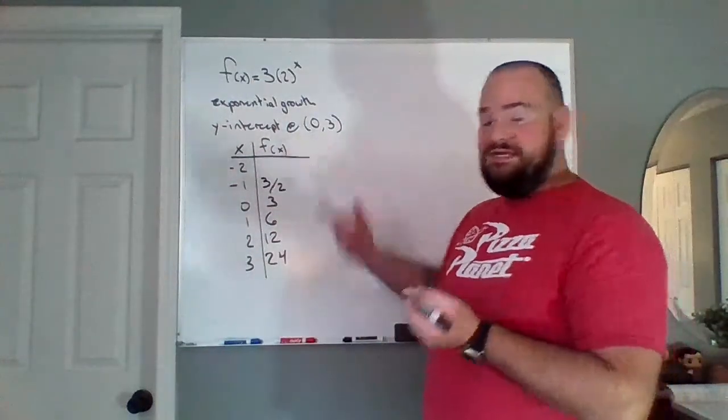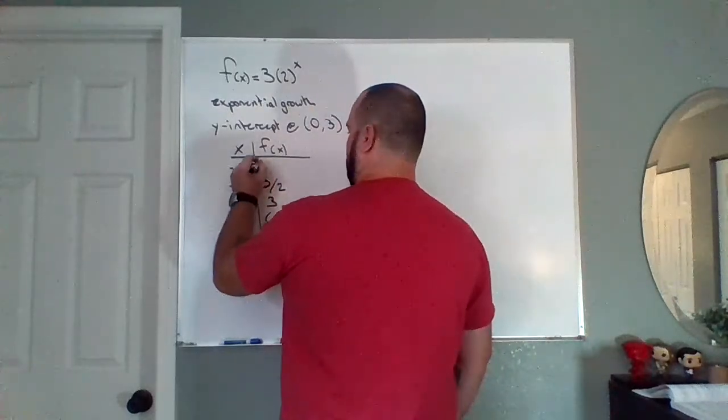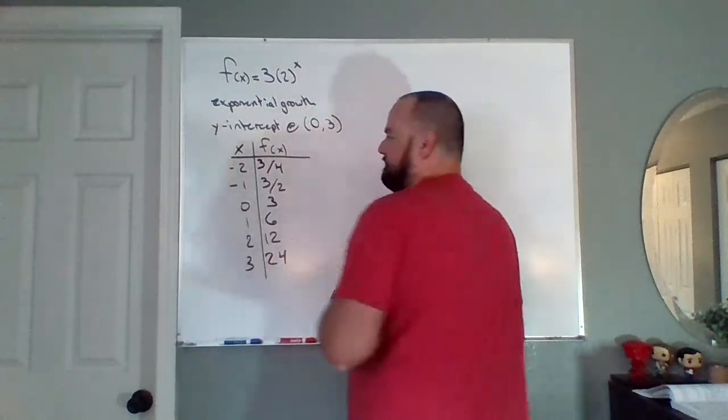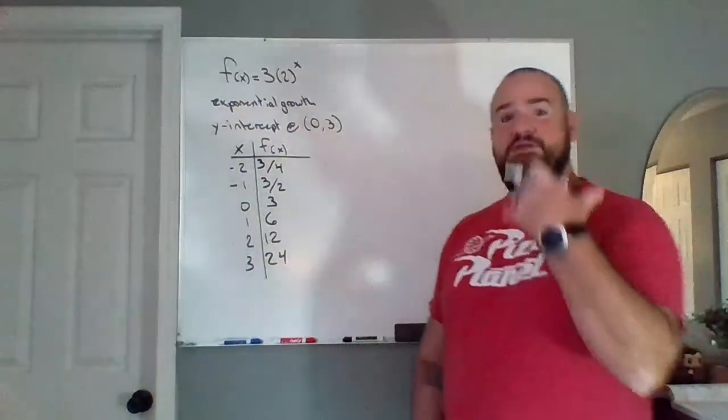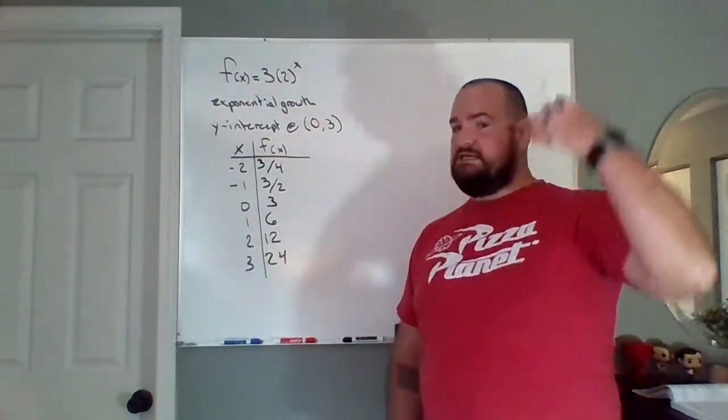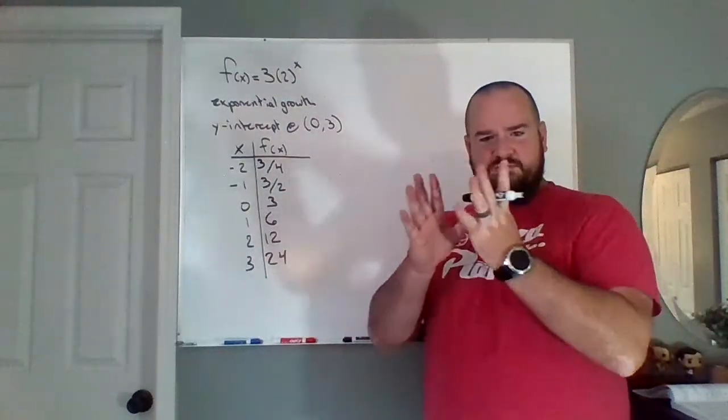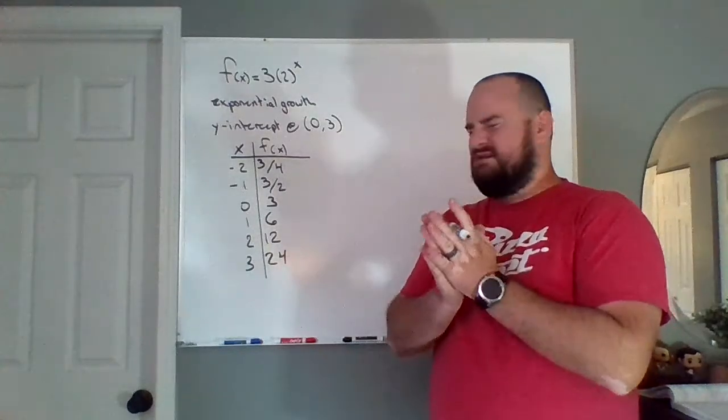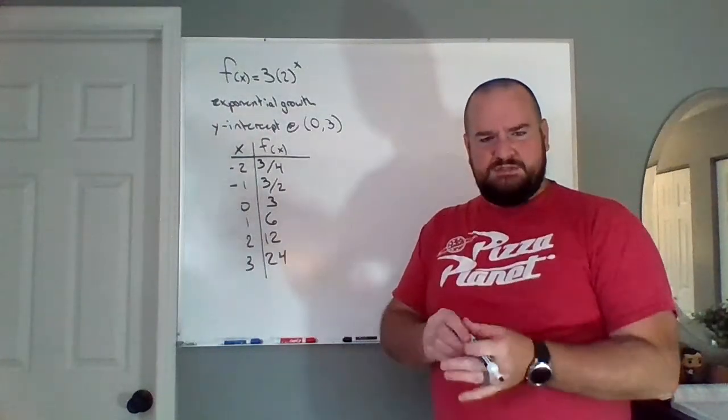Then I divide by 2 again. For x equals -2, I get 3/4. If I do that again, I would get 3/8, 3/16, 3/32. You see the numbers getting really, really small. But is it ever going to go to 0? Will it ever equal 0?